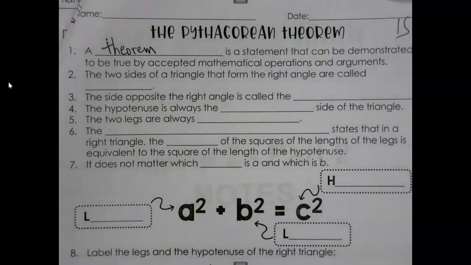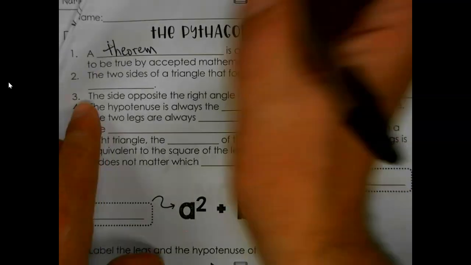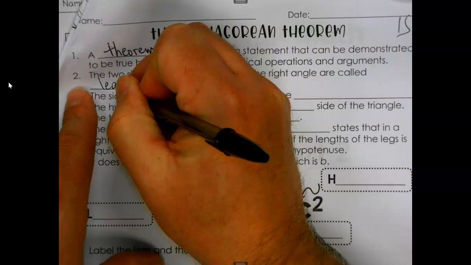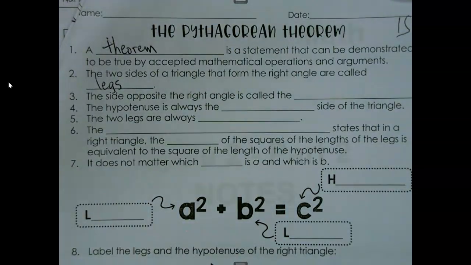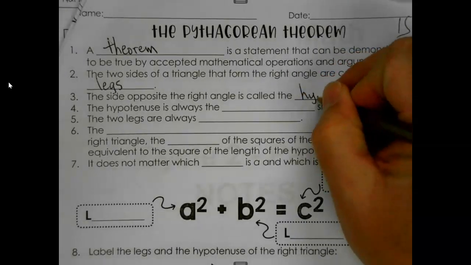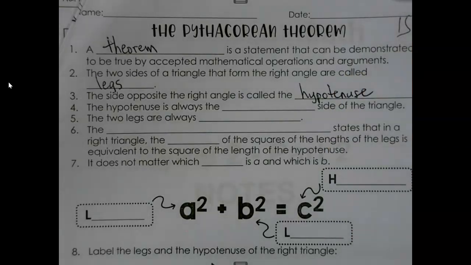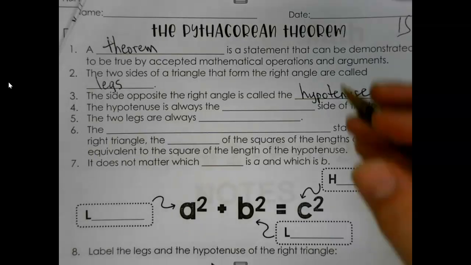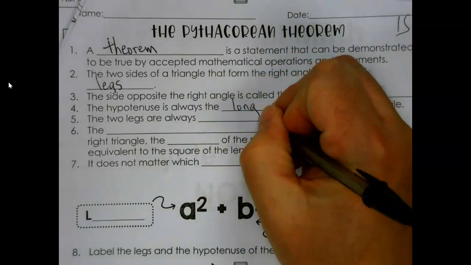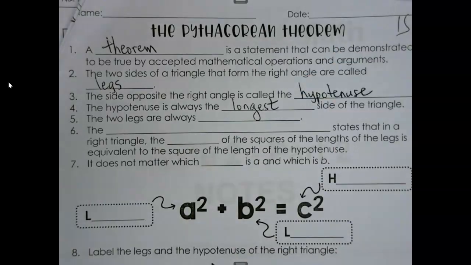The two sides of a triangle that form the right angle, because these are all going to be right triangles, are our legs. And then the side opposite the right angle, the one side that's remaining besides our legs, is your hypotenuse. So we've got legs and we've got a hypotenuse. And the hypotenuse is always the longest side.